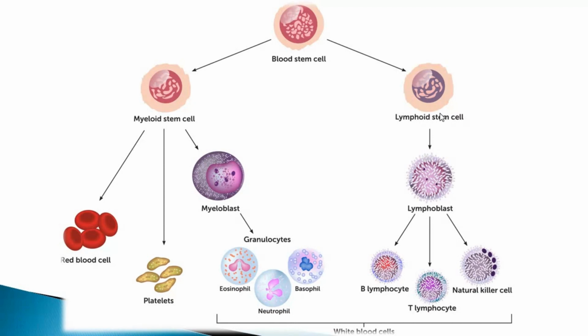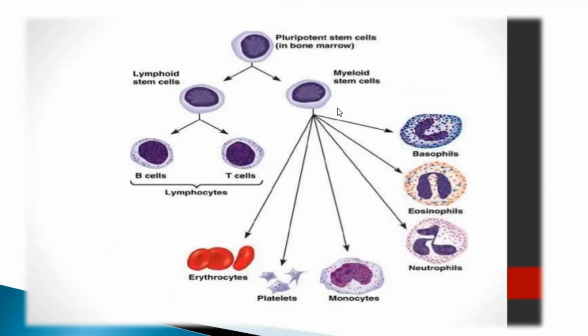And then your lymphoid stem cells produce your lymphoblast. Your lymphoblast will give you your B lymphocyte, your T lymphocyte, and your natural killer cell. Let me show you another diagram that will show the same thing. Here, I want you to concentrate on the monocytes. We didn't talk about the monocytes. So the monocytes also come from the myeloid stem cell.